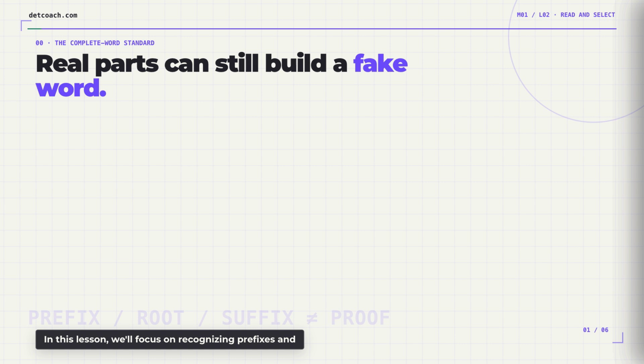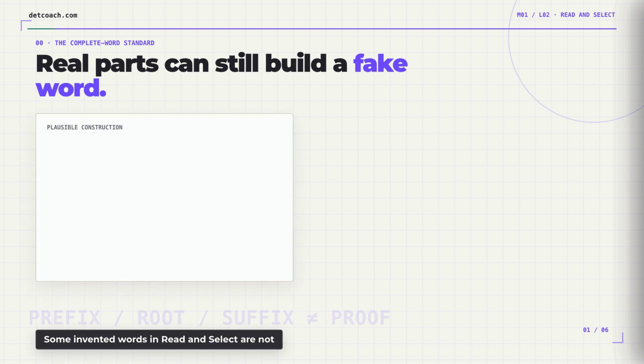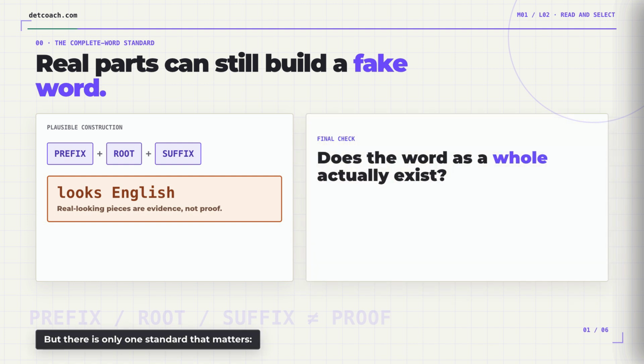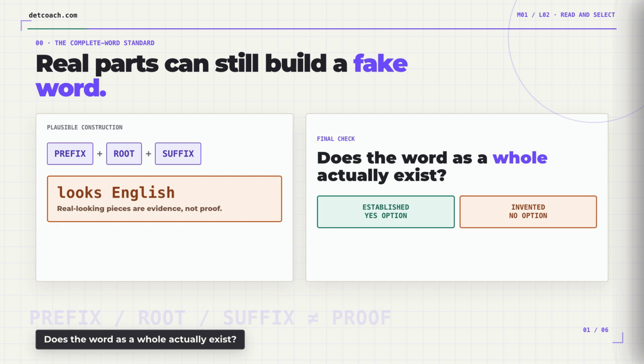In this lesson, we'll focus on recognizing prefixes and suffixes in Read and Select. Some invented words in Read and Select are not random combinations of letters. They borrow real prefixes, roots, and suffixes, which makes them look like genuine English words. But there is only one standard that matters. Does the word as a whole actually exist?